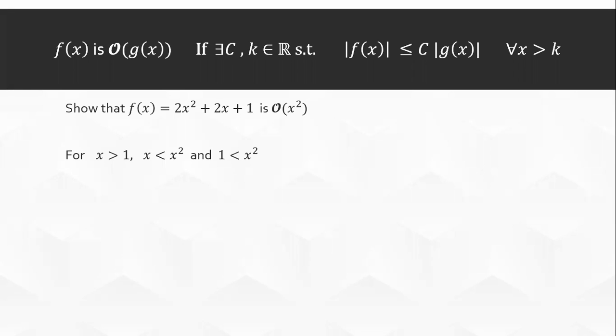Let's look at a more complicated one, and we're going to put aside the graph. We're going to try and do this without graphing this. Let's show that 2x squared plus 2x plus 1 is big O x squared. And I start off here and I say for x greater than 1, x is less than x squared, and 1 is less than x squared. Where does that come from? How do I know that?